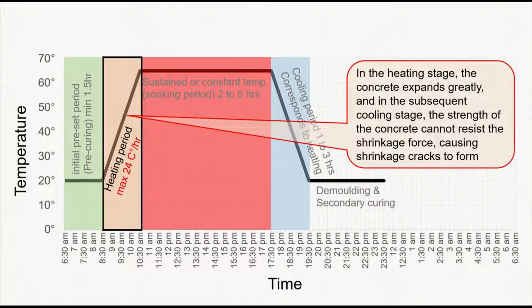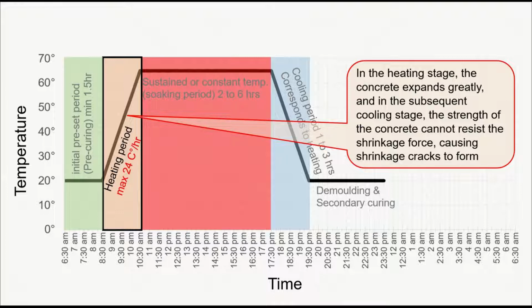The next stage is the heating stage. The rate of heating ranges between 20 Celsius to 24 Celsius per hour. To limit the thermal damaging effect on concrete, it is necessary to use a more moderate temperature increase during the heating stage. The rate of temperature rise will depend on the setting characteristic of the cement, the shape and size of the concrete element being cured, and the mix proportions.